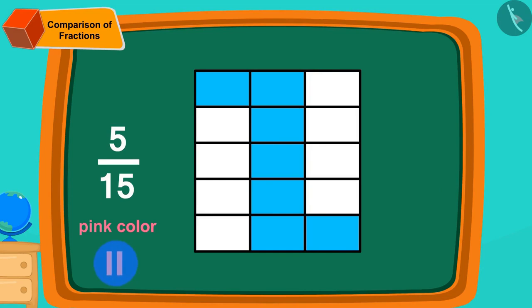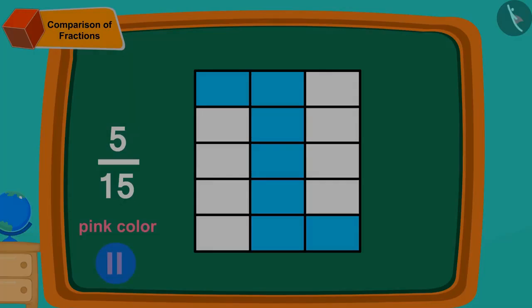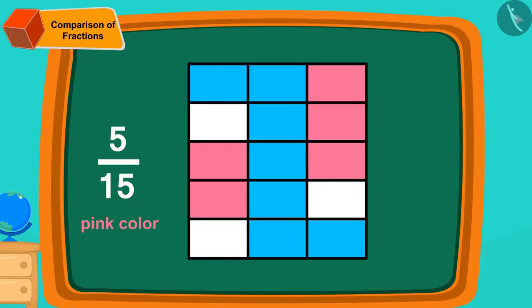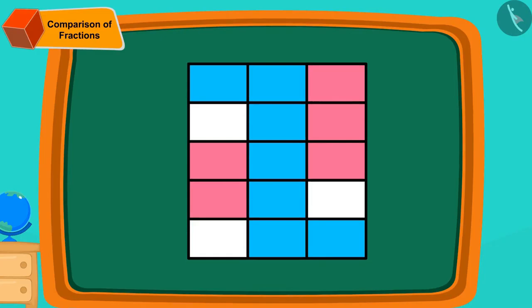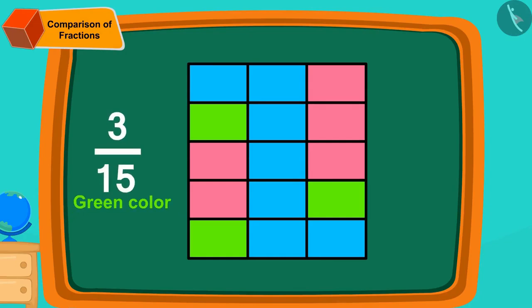If you wish to, you can stop the video and find the answer. Well done children, you have filled the color perfectly. You can fill pink color in 5/15th parts of Chanda's design in this way too. Children, can you tell how much part of the design are the remaining sections that have to be filled with green color? You can find the answer to this question by pausing the video. Yes, green color is in 3/15th part of Chanda's design.